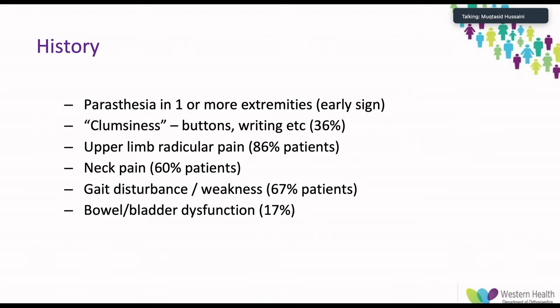Upper limb radicular pain is a very common sign in up to 86% of patients. Neck pain a bit less so, in about 60% of patients. A lot of patients will describe gait disturbance or generalized weakness. So they may describe this as now needing to use a gait aid, whereas previously they were walking independently, or needing to use a handrail when using the stairs. Bowel and bladder dysfunction is less common, and it's more an indication of more severe disease.